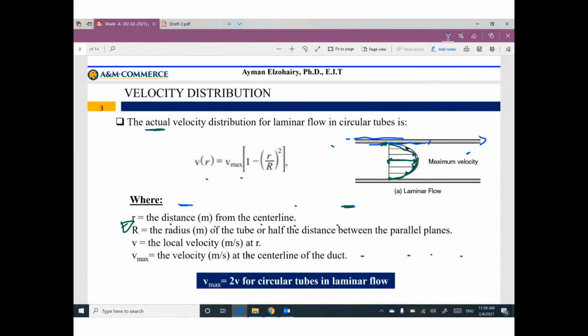It's a theoretical distribution because we don't actually have zero; if you have zero, that means we don't have flow at this contact. But anyway, we can represent this distribution using this equation. This equation is a function of the maximum velocity, the radius of the pipe, capital R, and the radius or the distance between the centroid and any point you are looking for.